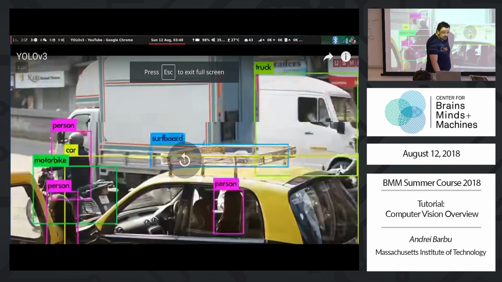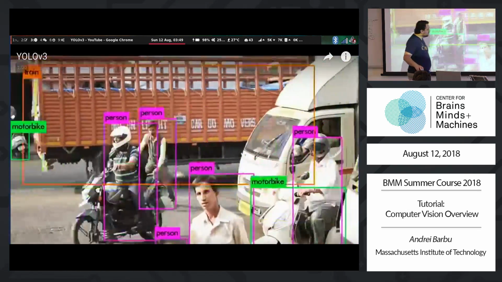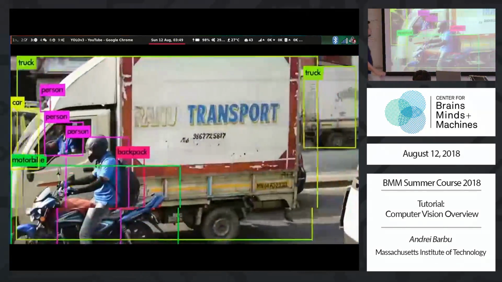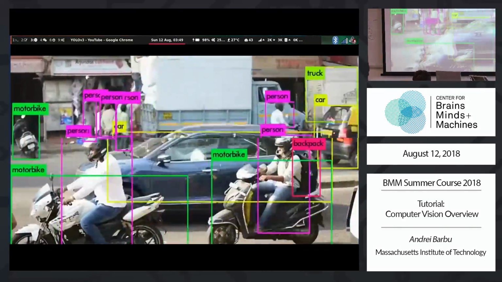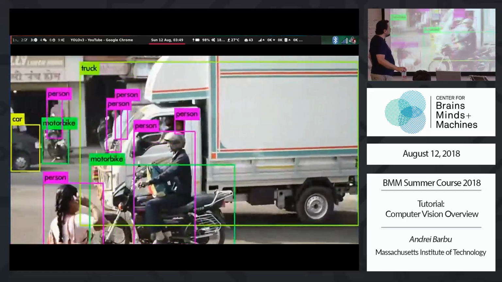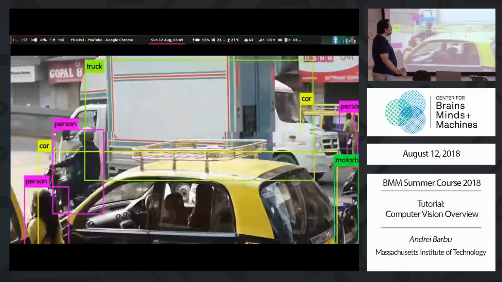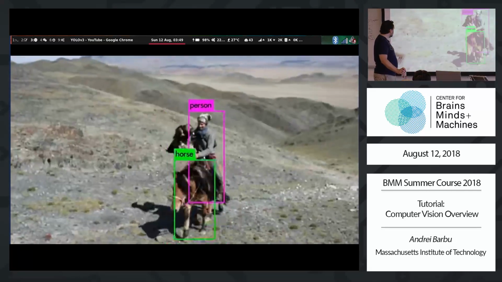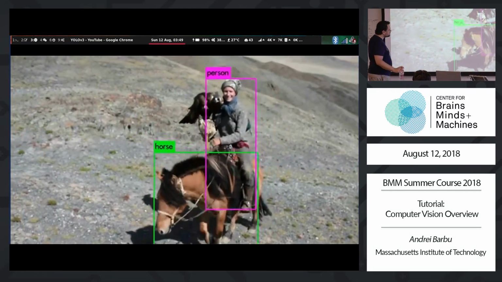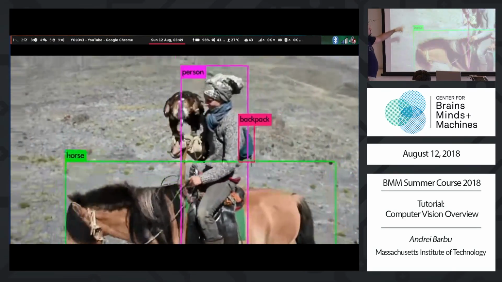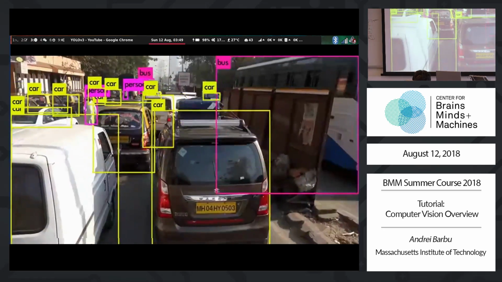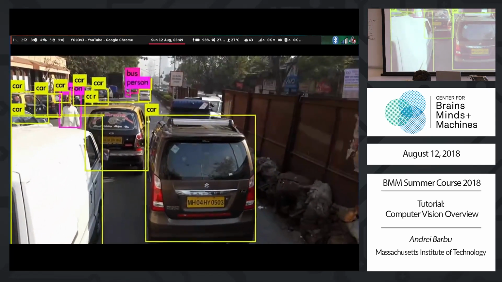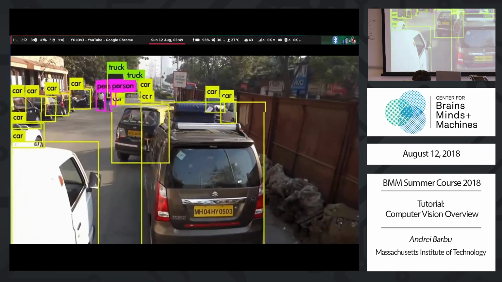This is a state-of-the-art object detector. This is called YOLO V3. You can kind of see the sort of errors that it makes and how well it works. It certainly detects most cars. You can see it gets people. Occasionally, it merges people. Occasionally, it thinks that's a dog. You can see it does a passable job.